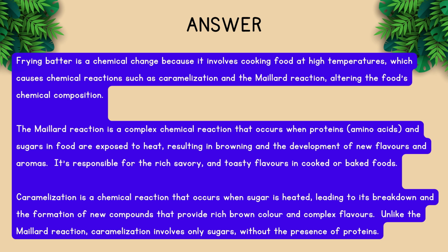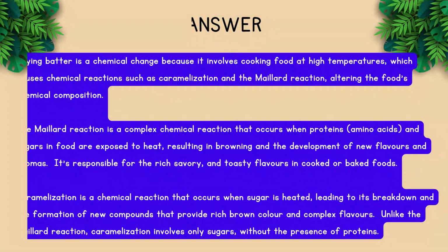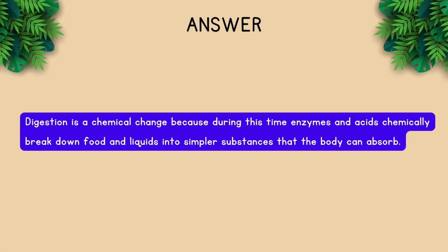Caramelization is a chemical reaction that occurs when sugar is heated, leading to its breakdown and the formation of new compounds that provide rich brown colors and complex flavors. Unlike the Maillard reaction, caramelization involves only sugars without the presence of proteins. Digestion is a chemical change because during this time, enzymes and acids chemically break down food and the liquids into simpler substances that the body can absorb.